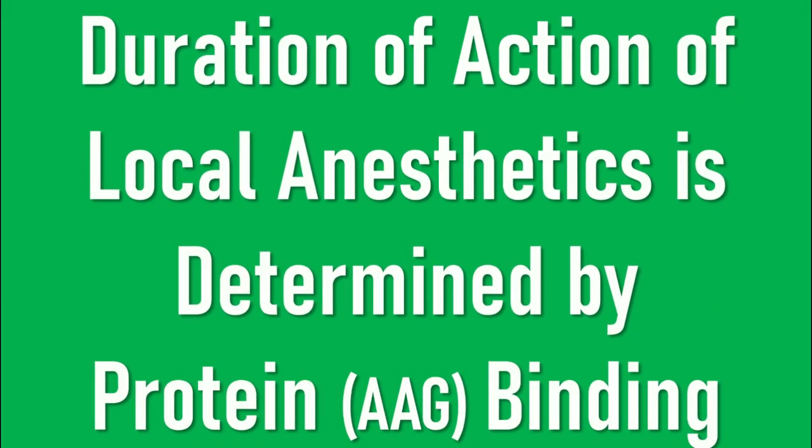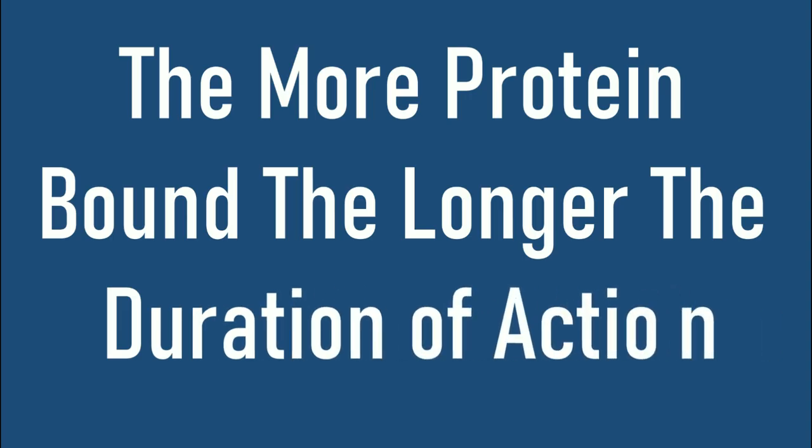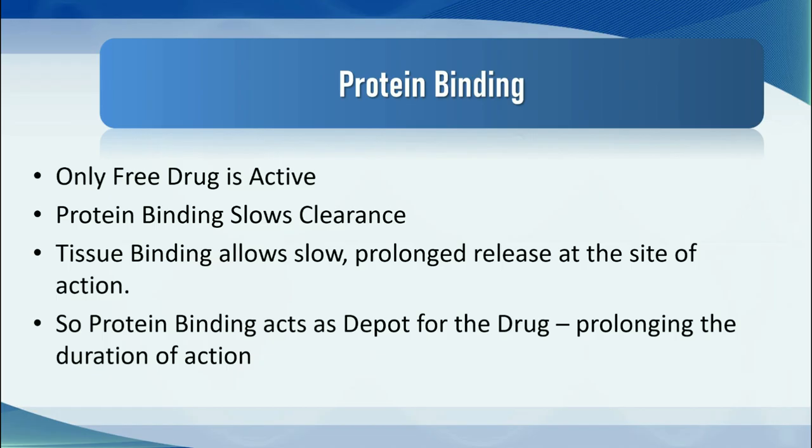The duration of action of local anesthetics is determined by protein binding. The principal protein that binds local anesthetics is alpha-1 acid glycoprotein, but tissue proteins also bind local anesthetics. The more protein bound, the longer the duration of action. This takes a bit of explaining. Only free drug is active. Local anesthetics must diffuse across membranes and bind to sodium channels inside the nerve cells to exert their effect.